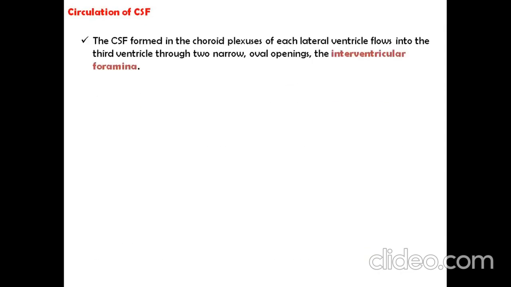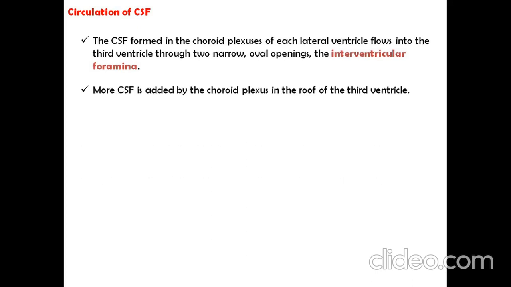Now next one is the circulation of cerebrospinal fluid. The cerebrospinal fluid forms in the choroid plexus of each lateral ventricle. It means the right and the left lateral ventricle flows into the third ventricle through two narrow oval openings, the interventricular foramina. It means the cerebrospinal fluid is formed in the choroid plexus of the lateral ventricle and passes to the third ventricle by the two narrow oval openings, the interventricular foramina. More cerebrospinal fluid is added by the choroid plexus in the roof of the third ventricle.